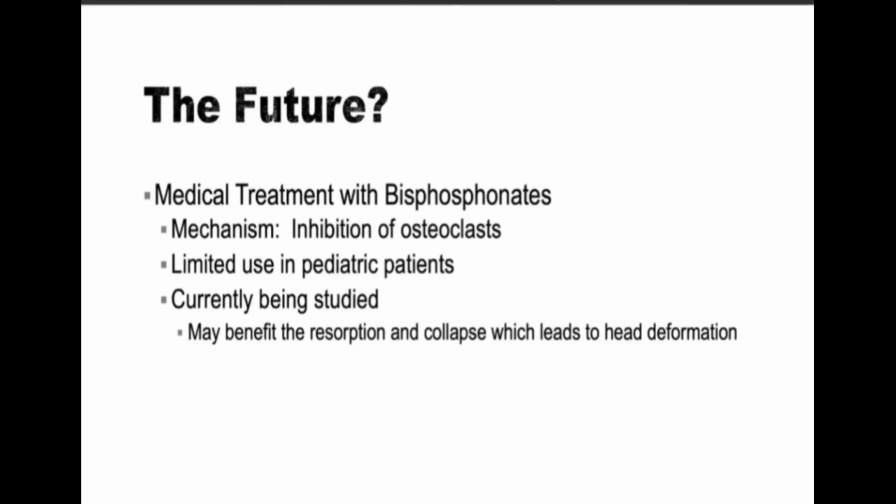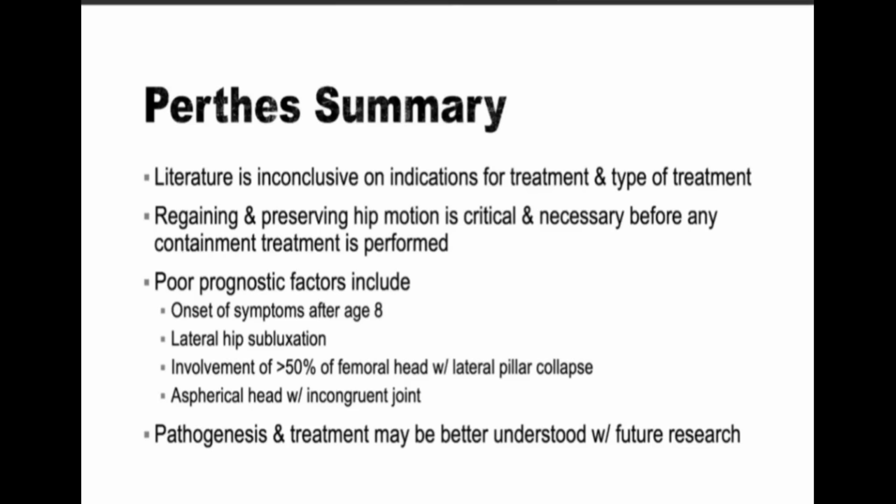So, what is the future? Henry's got some great folks at his place up at Scottish Rite in Dallas that are doing a bunch of fantastic research, trying to figure out ways to medically treat the disease process early. Is there a potential for treatment with bisphosphonates that inhibit the osteoclast? There's been limited use, but it's currently being studied. Maybe if we can stop that resorption and stop that collapse, it could potentially prevent the ultimate deformity. So there's a lot of good research going into this field right now.